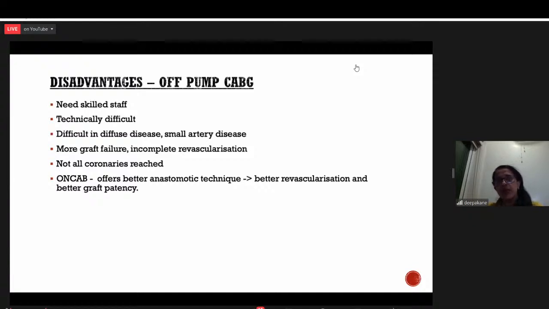visualization is incomplete, as getting into some of the lateral wall or the inferior wall may be difficult. You know, the heart positioning, which Dr. Raghu had shown, may be difficult for the surgeon to revascularize if the hemodynamics are not well maintained. And there may be incomplete revascularization. And on-pump offers a better anastomotic technique, better revascularization, better graft patency.